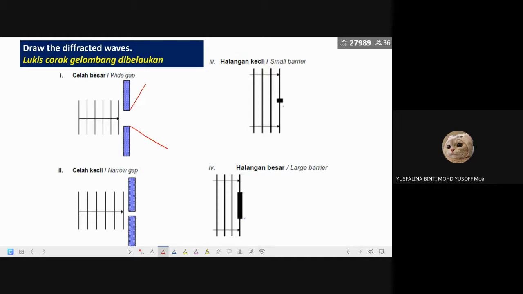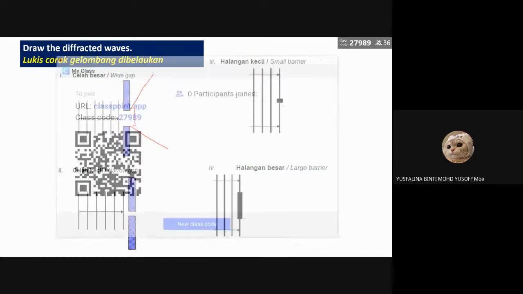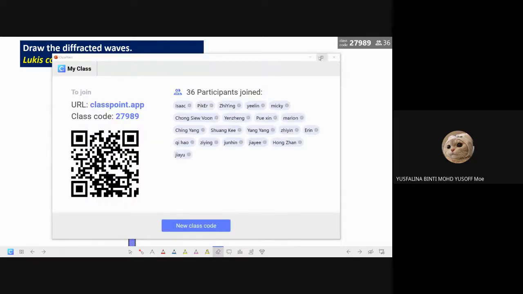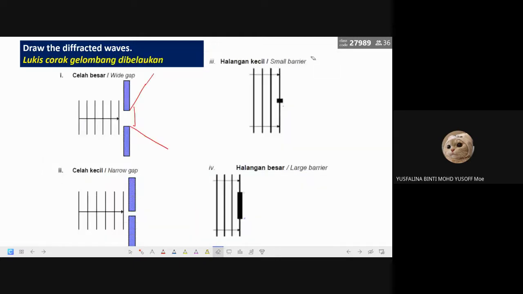Okay, so what you have to draw, you just draw the line like this. And one more thing, the wavelength before and after the diffraction must be the same, because for diffraction, the wavelength, the speed, and the frequency are the same before and after the diffraction.